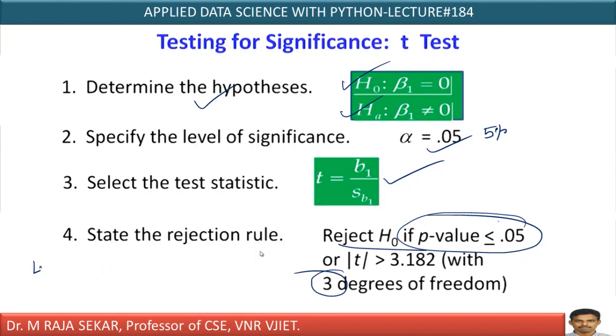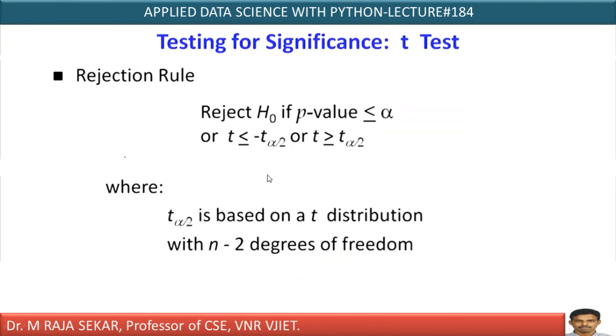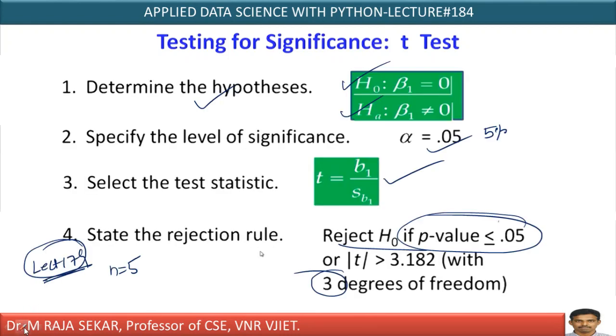I request you to refer to lecture number 179, in which I discussed this problem. How many observations are there? There are 5 observations, and the degrees of freedom are n minus 2. Just go to the previous slide and see what it says: n minus 2 degrees of freedom. What is my n value? n is 5, therefore 5 minus 2, which means 3 degrees of freedom.